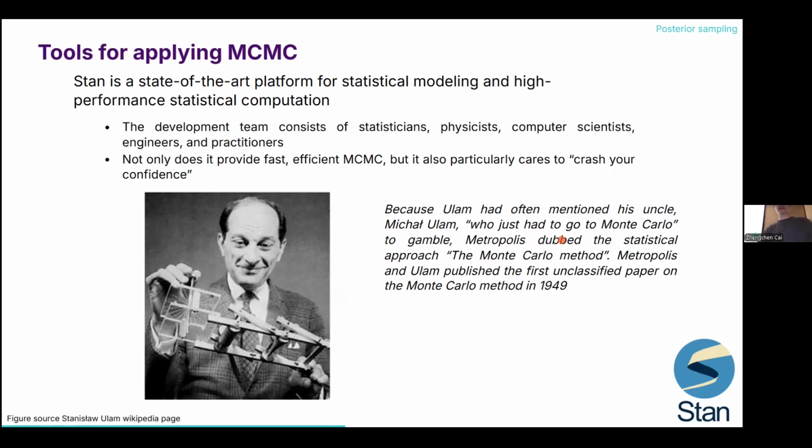Okay. And here is a side note. Why it's called Markov chain Monte Carlo: Ulam's uncle used to gamble in Monte Carlo, so they named it together with Metropolis. They published the first paper on the MCMC algorithm. Okay.